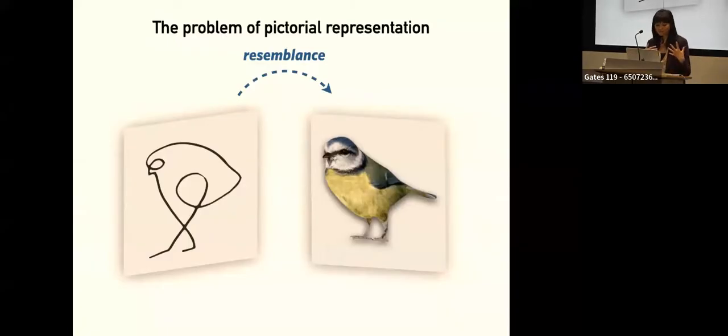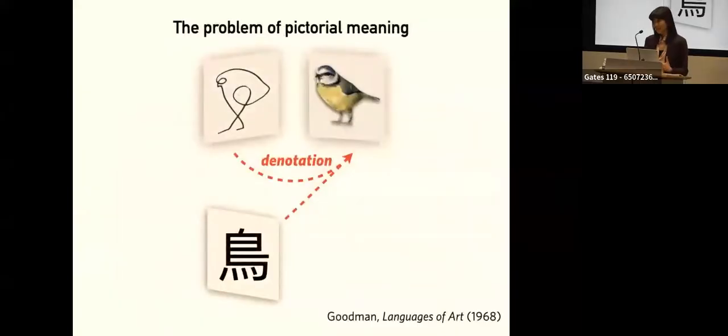There have been two dominant ways of thinking about this problem of pictorial meaning. The first is that we see drawings as meaningful because drawings simply resemble objects in the world. Like this drawing literally looks like the bird, and that's how we know. The second is that drawings denote objects as a matter of convention. And we only learn which drawings go with which objects from other people. If you take this Chinese character, for example.